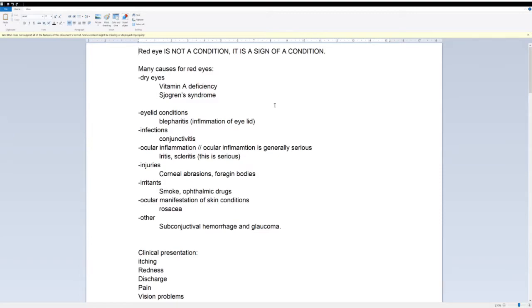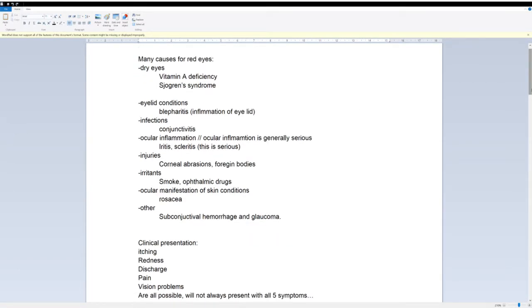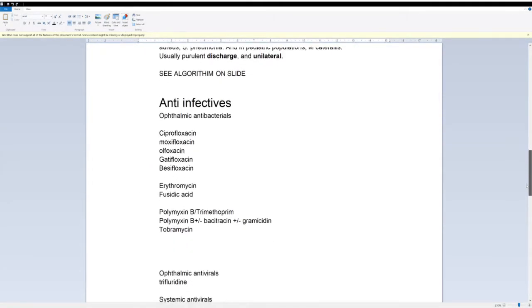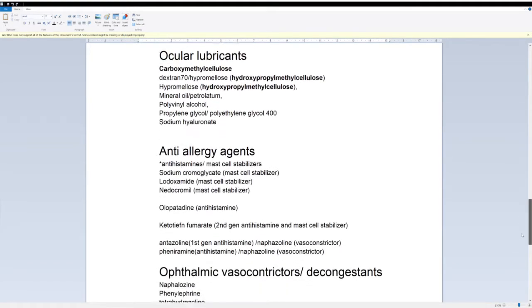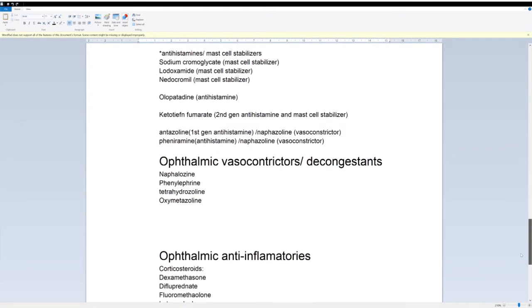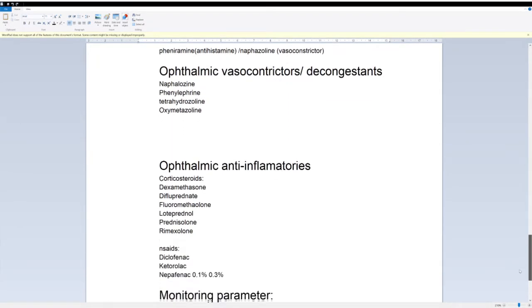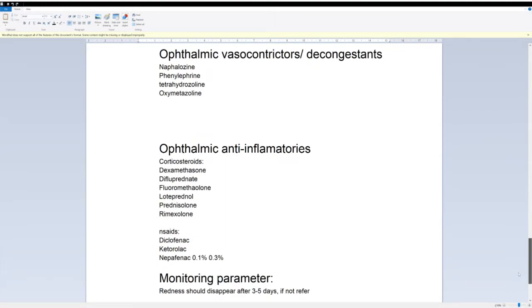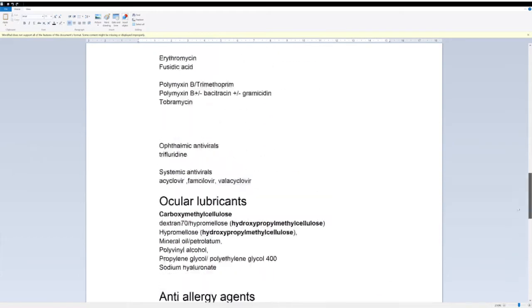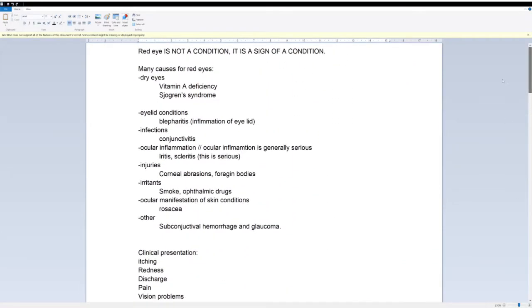And even though this topic isn't heavily tested on the PBC exam, it's probably a good idea to get familiar with some of the medications that are used for red eye, as some of these medications will also be used for other ophthalmic conditions. And red eye is a very general symptom, so it can be presented with other disease states.